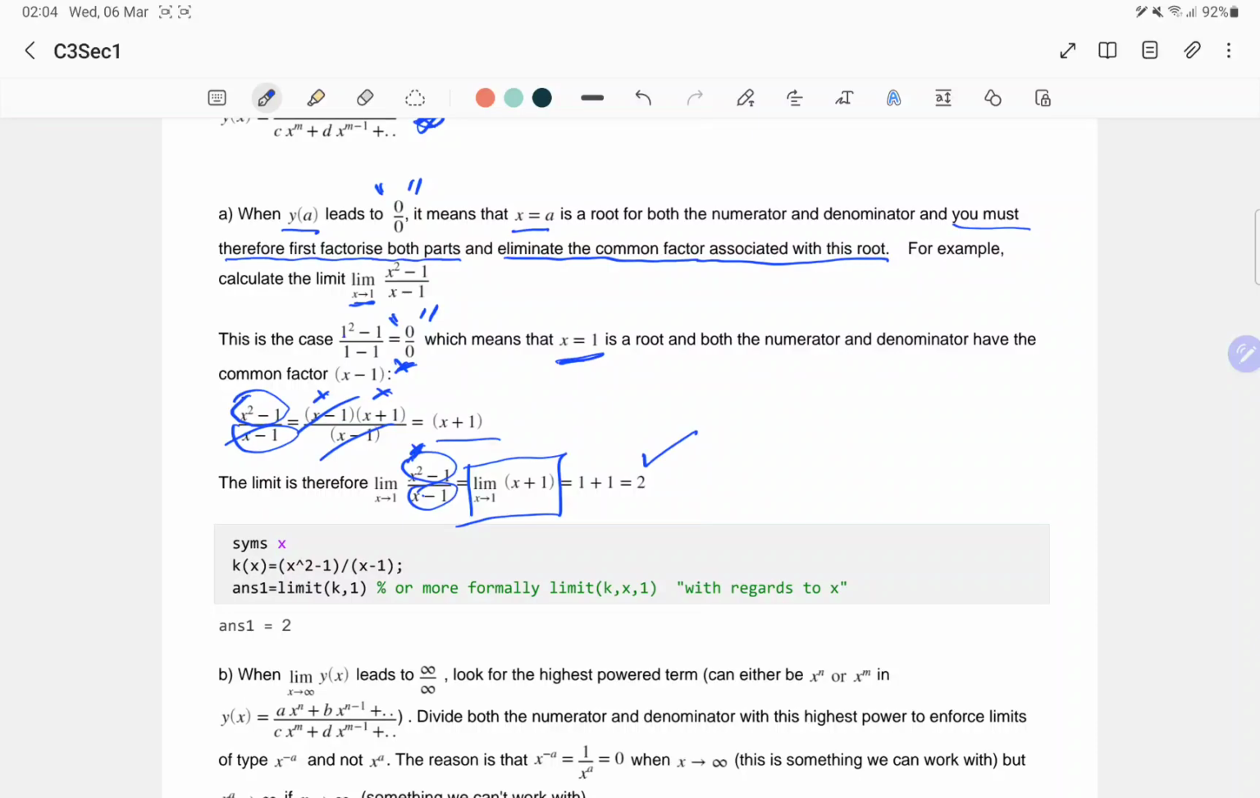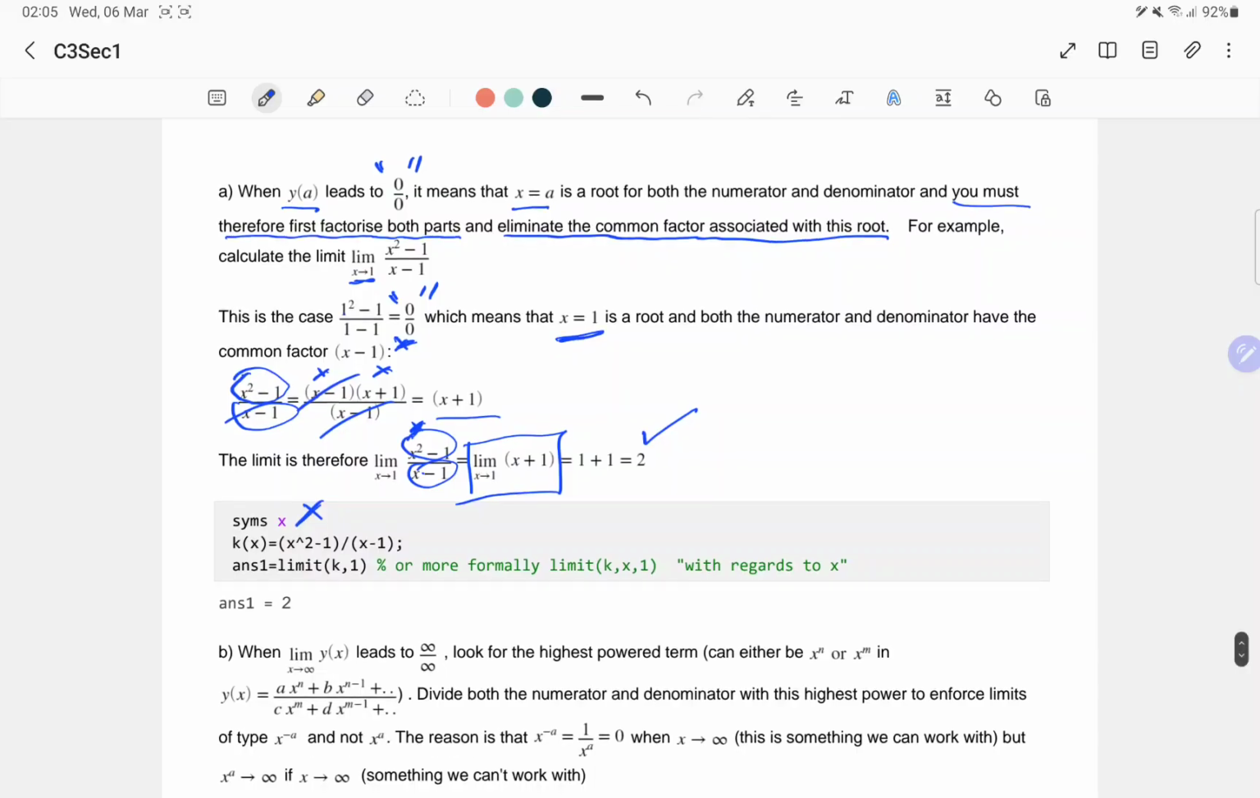So looking at the MATLAB command, you will type the first line, syms x. This line declares the variable x as a symbolic variable using the syms command. This declaration allows MATLAB to treat x as a symbol rather than a specific numerical value.